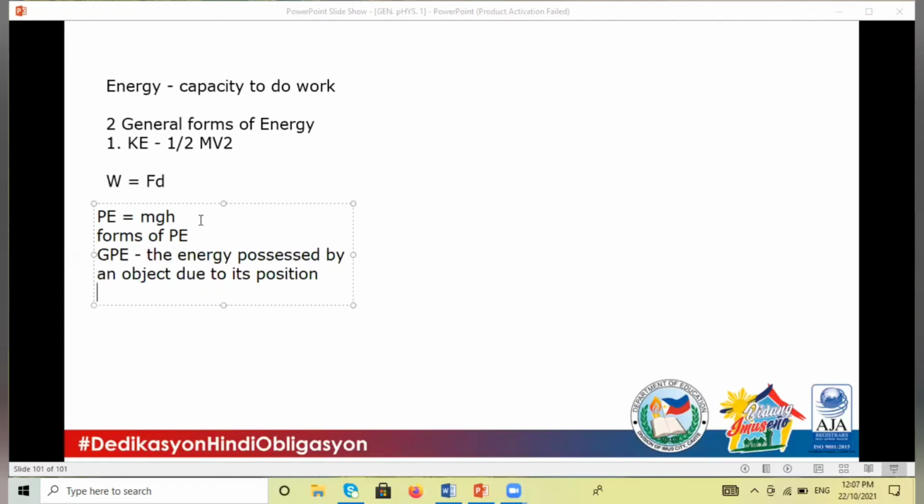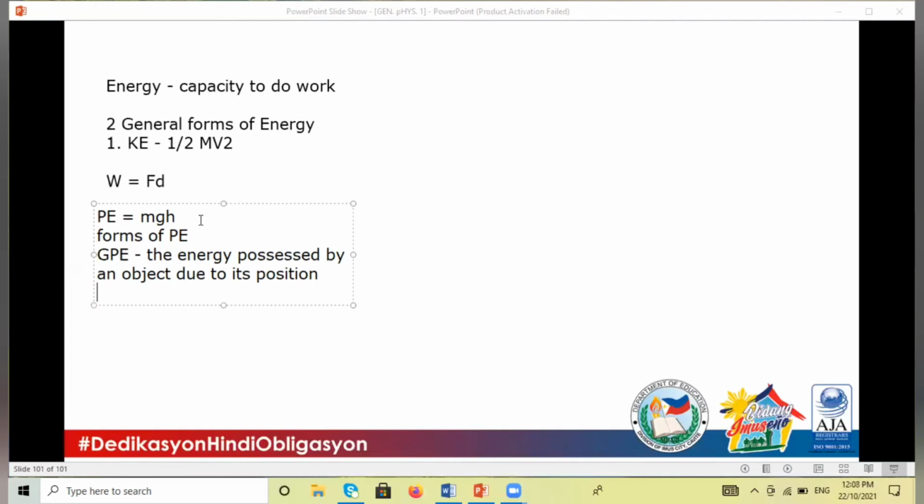However, this gravitational potential energy is determined by the height of an object above the Earth's center of gravity. The gravitational potential energy of an object varies directly with the mass and height of the object which is raised. And this means that the higher we place an object with respect to the ground, so yung ating reference point is the ground, the greater the potential energy.